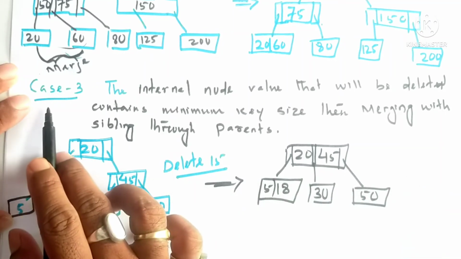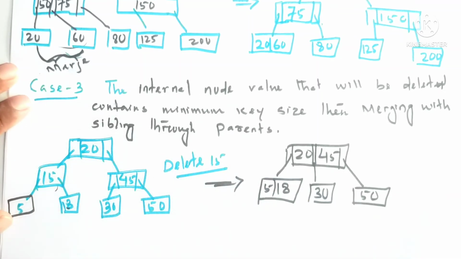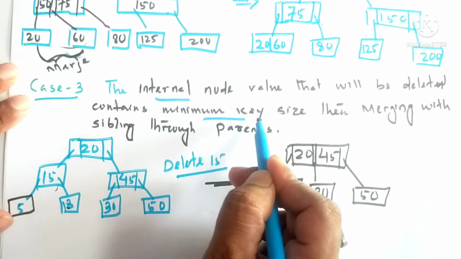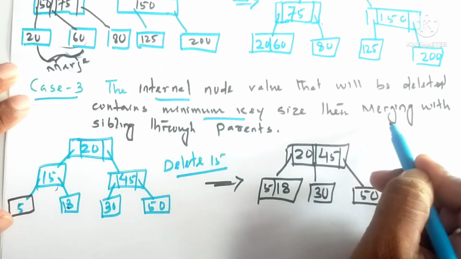So that is the meaning of case 3. If the internal node contains the minimum keys and you want to delete that minimum key, then you need to go for merging with the sibling.